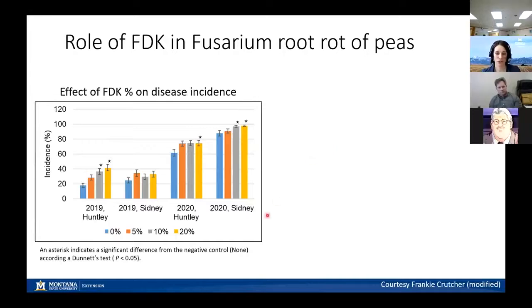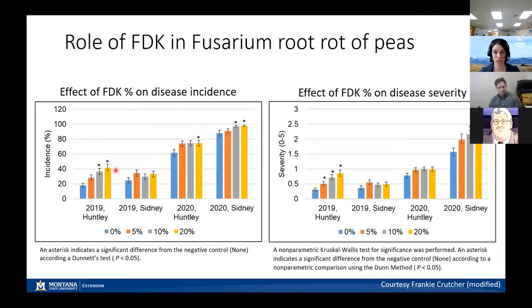And so what she found in her study is that, not across all locations and all years, but in 3 of the 4 location years, the more Fusarium diseased kernels are left in the field, the higher the incidence of Fusarium root rot on peas in the subsequent pea crop. And not only was Fusarium root rot detected more frequently, which is what incidence describes, but also in 2 of those years, there was a relationship between the amount of Fusarium diseased kernels spread in the field and the severity of root rot disease that was observed in a subsequent pea crop.